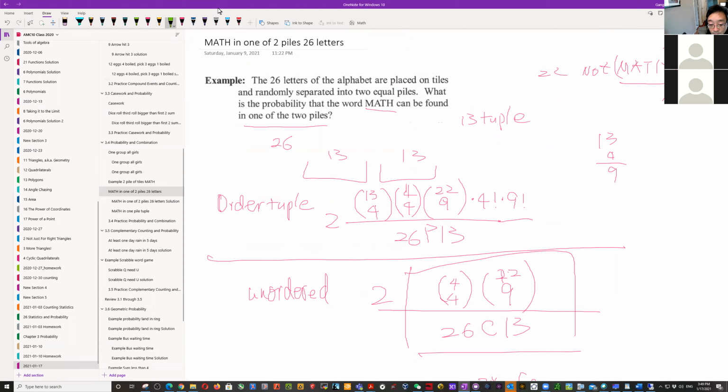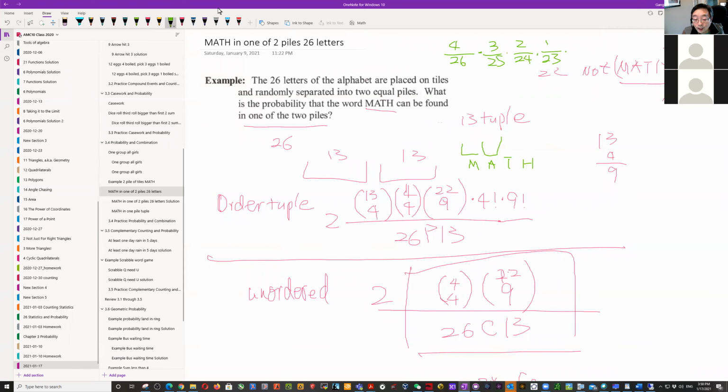So probability basically, the mass found in one of the two piles. We're still going to imagine the positions, say the first 4 letters are going to be mass. So the first 4 letters are the mass. And then basically it's going to be 4 out of 26 multiply 3 out of 25 multiply 2 out of 24 multiply 1 out of 23.